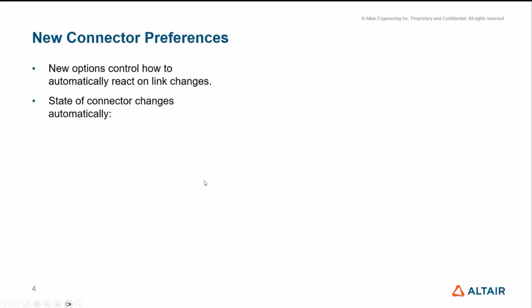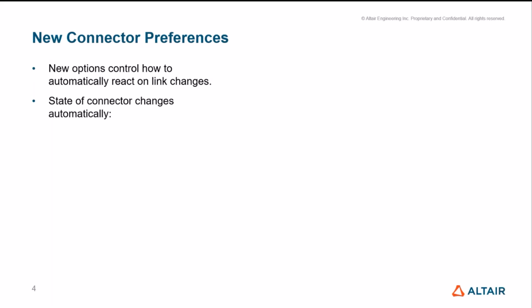So hello everyone, my name is Stefanos. I'm working with a team as an application specialist. Today I'm going to present to you a new feature we're introducing in 2024.1 for connectors. So we're introducing a couple of new connector preferences. These preferences control how connectors should automatically react on link changes. These changes could be a property, the position of the link, or the organization, let's say, of a component.